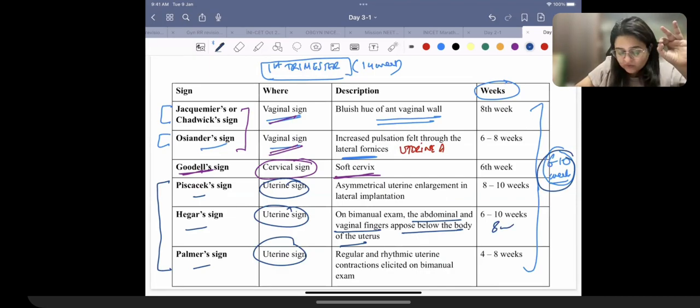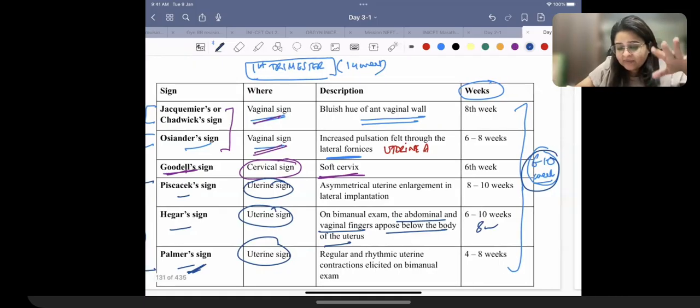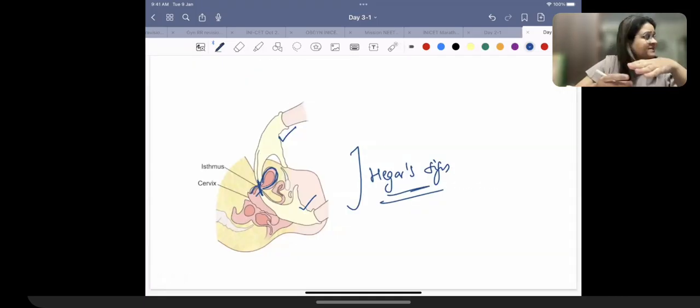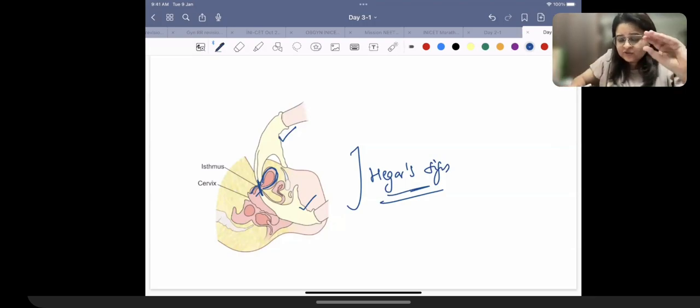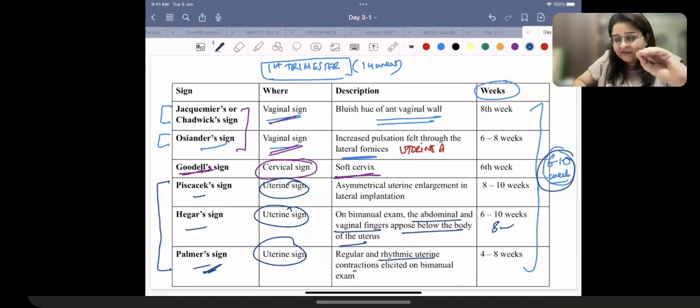What are the other signs? What is Palmer sign? Palmer sign is if you keep your hand like this for a few minutes, you will be able to appreciate it. I've never appreciated this myself because I've never kept my fingers for so long. The patient will be very uncomfortable. But if you keep it for a few minutes, you will feel little contractions. Okay? So apparently you will be able to appreciate this. The uterus will be contracting, rhythmic uterine contractions elicited. Okay, this is Palmer sign.